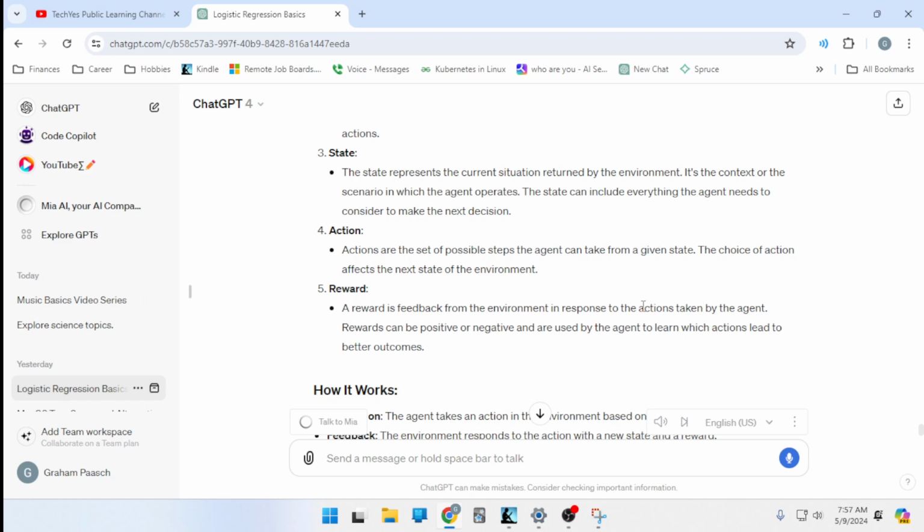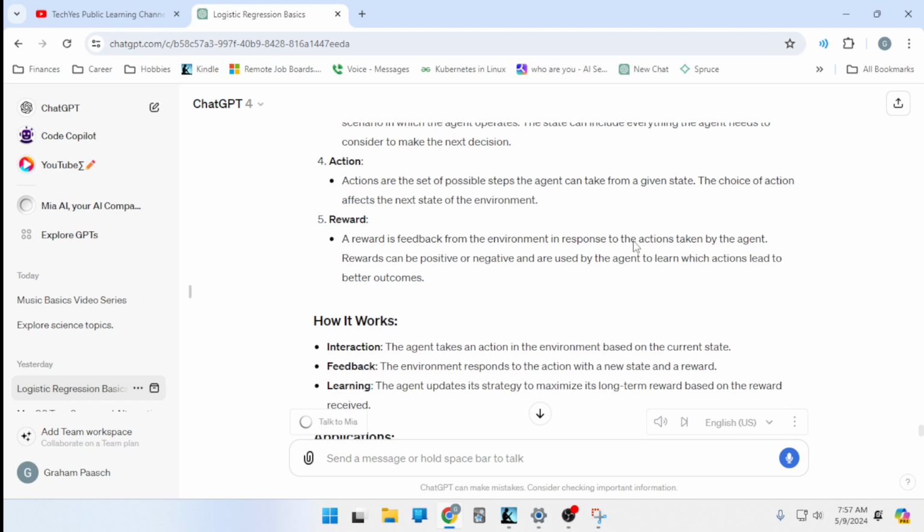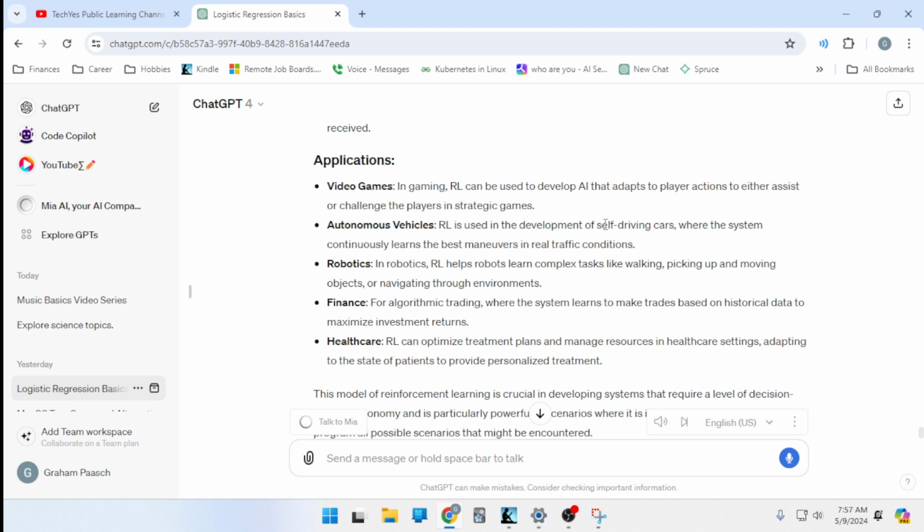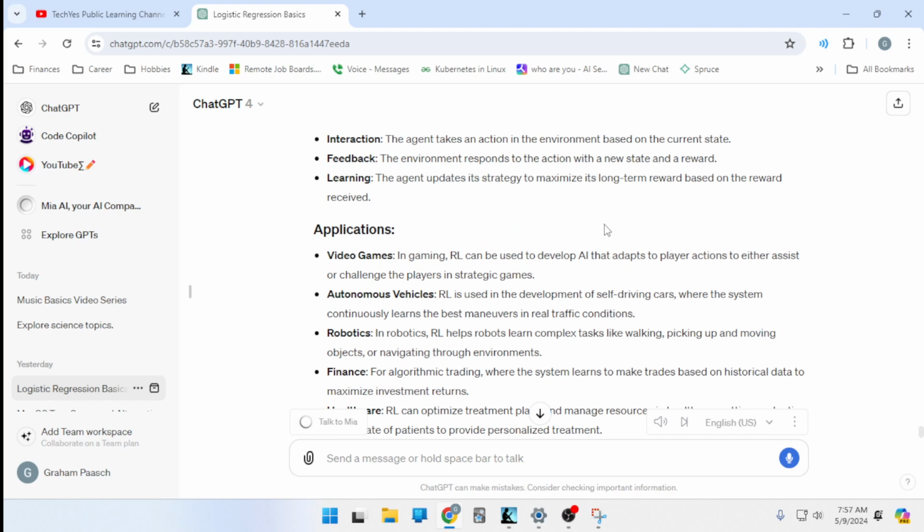Action. Actions are the set of possible steps the agent can take from a given state. The action affects the next state of the environment. Reward. A reward is feedback from the environment in response to the actions taken by the agent. Rewards can be positive or negative and are used by the agent to learn which actions lead to better outcomes. How it works. Interaction. The agent takes an action in the environment based on the current state. Feedback. The environment responds to the action with a new state and reward. Learning. The agent updates its strategy to maximize its long-term reward based on the reward received.